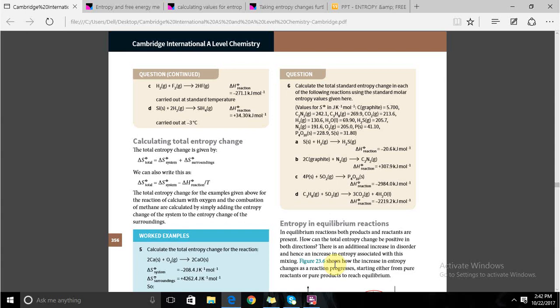And what is actually the calculation of the total entropy change? We basically sum up the entropy change of the system and the entropy change of the surroundings, and instead of putting in delta S naught surroundings, we can actually put in the formula.